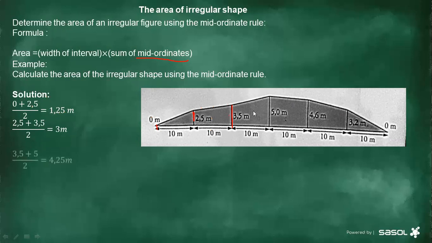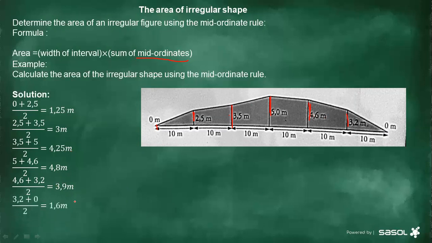And then the third and the fourth divided by 2 gives us 4,25 meters. The fourth and the fifth, you divide them by 2, it gives us 4,8 meters. Then you take the fifth and the sixth, and they give us 3,9. And then of course the sixth and the last one, you add them together, it gives us 1,6 meter.